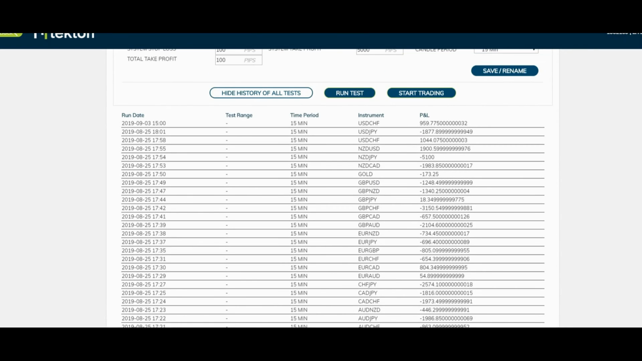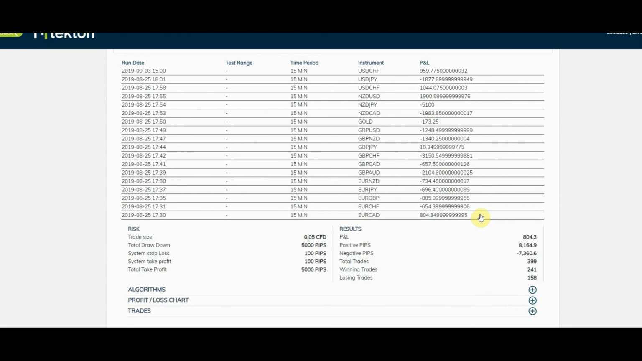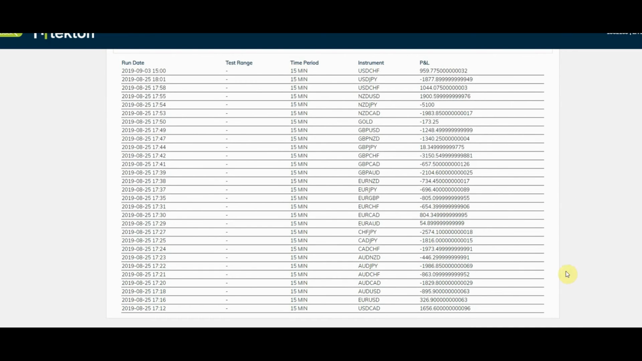So the whole idea of these is to test them and see which ones work in which environments. There's one there in Kiwi yen. I wouldn't have touched that with a barge pole. It's too much of a loss there over that period. Euro CAD, okay, so Euro CAD made 804 pips of profit. And there was another one I saw as well earlier which looked quite good as well. This one here, Euro dollar, was 326 pips of profit.